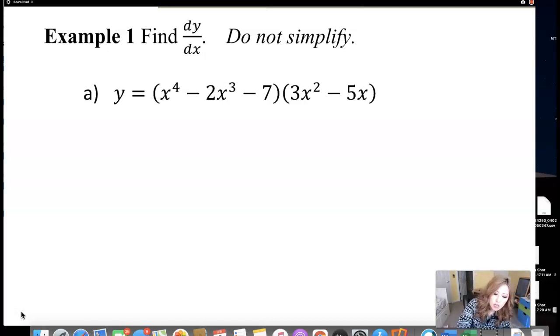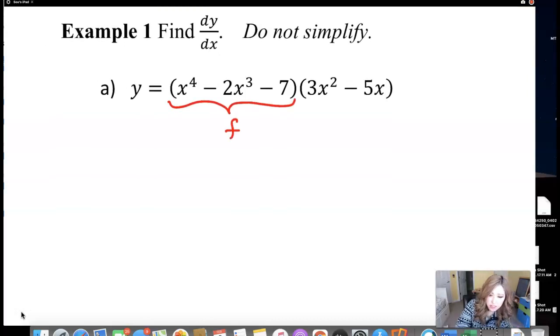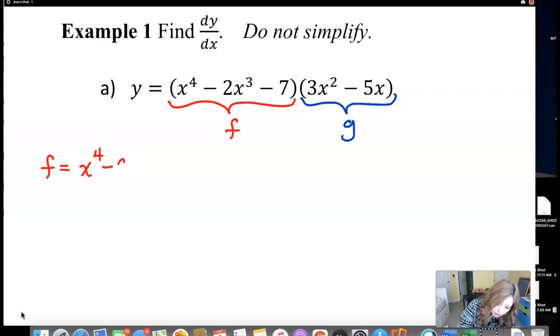So let's try this. I like to label things, guys. It makes it easier for me to keep things organized. So I'll call the first parenthesis, that trinomial, my f. And I will call the second one g. When you are doing the product rule, you need to find the derivative of both of them, and those pieces will be used. So what I like to do is write everything down. I know f is equal to x to the fourth power minus 2x cubed minus 7.